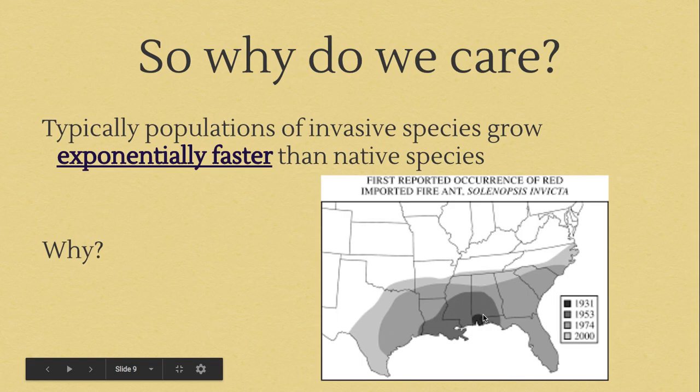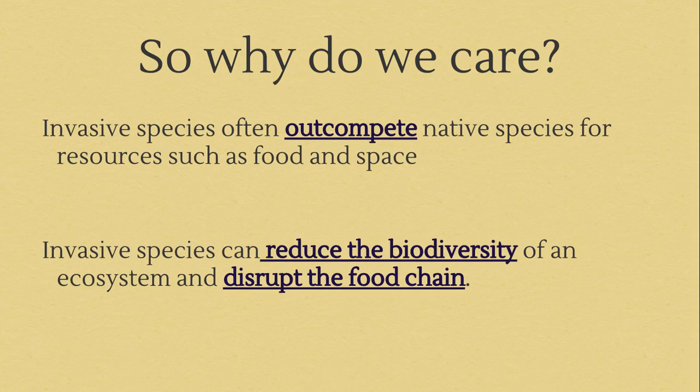So why do they grow so fast? How do you go from a population of 100 to hundreds of millions? How do you do that? Well, it's because invasive species outcompete native species. They outcompete them for food and space. All right? And oftentimes, invasive species don't have natural predators.